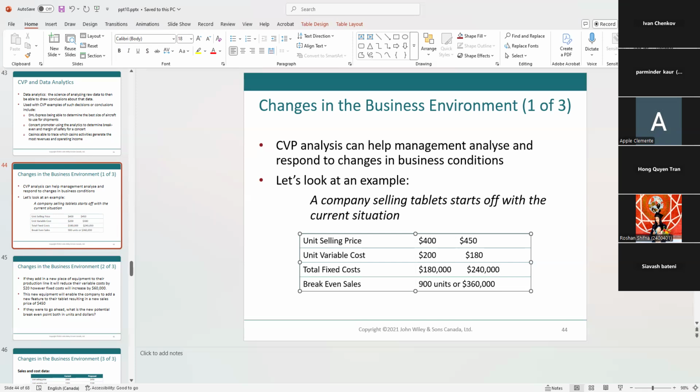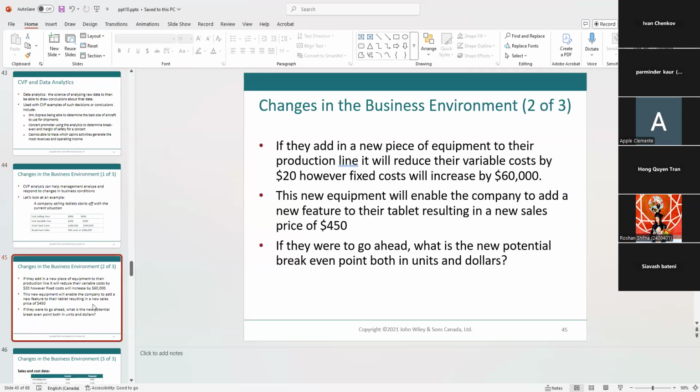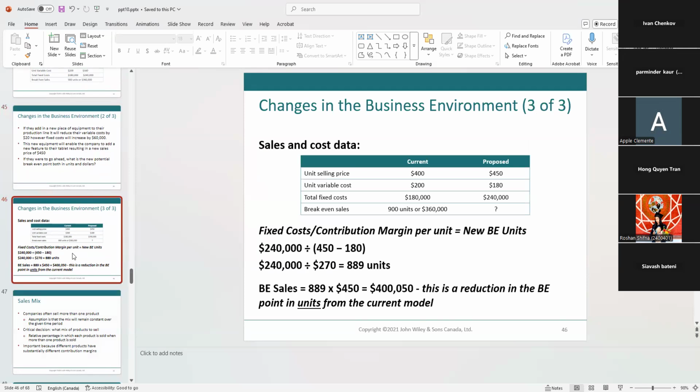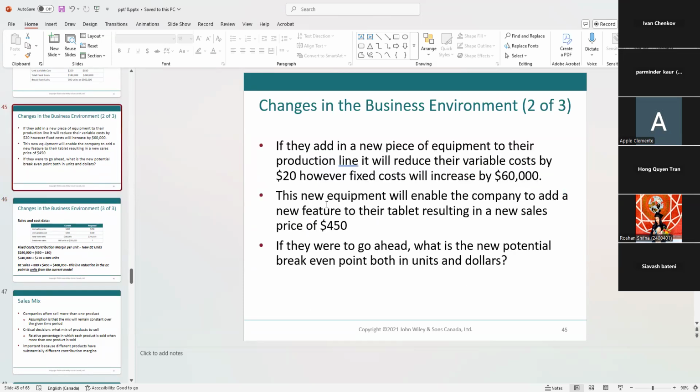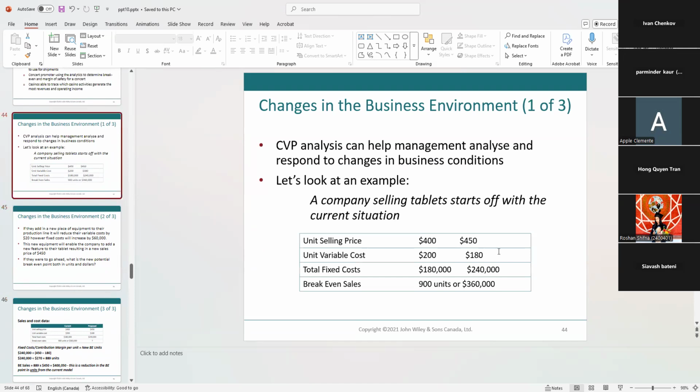So if this happens, what's going to happen with the new break-even point? Is it going to go up or go down? That's what we have to find out. So how can we see this? Can I calculate from only this information how many units I need to sell? What do I need to add here?